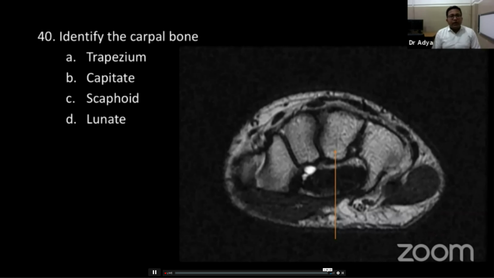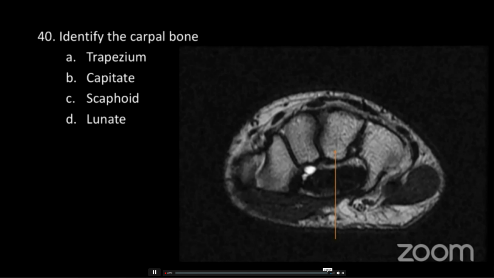40. Identify the carpal bone. A. Trapezium, B. Capitate, C. Scaphoid, and D. Lunate. We are live, sir. I'm ending the poll, sir. Yes. So 75% people are saying it's option B. B, it's capitate. Great.